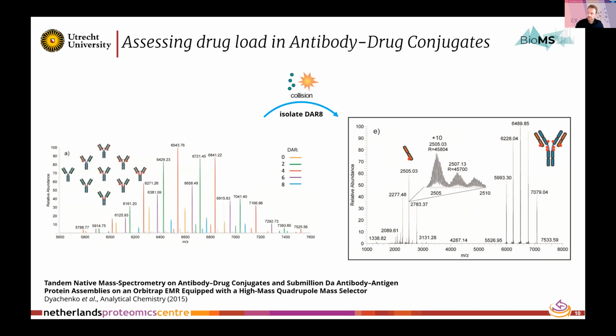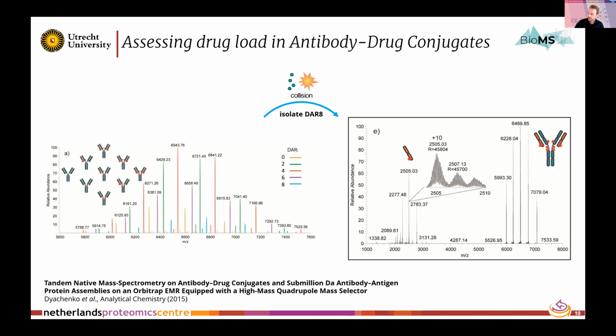First of all, by native MS, which you see on the left, he showed that this sample was already a bit heterogeneous and that it contains a mixture of different drug loads, ranging from 0 all the way up to 8 drug molecules attached. These conjugate loads are of course very important to know if you want to make a drug out of this, and also if you want to optimize your production process. So the next question would be, for example, where exactly on the antibody molecule are these conjugated drugs? This is something that we can investigate by top-down MS, for example.